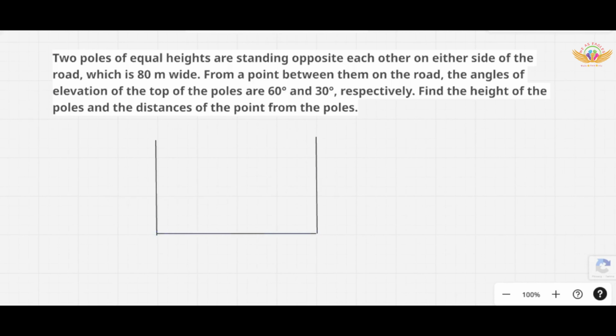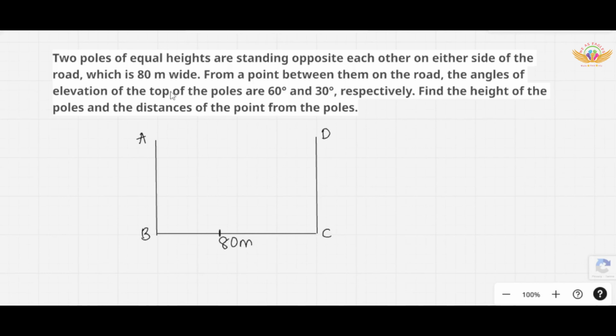The distance between these is 80 meters. So let me take this as the pole AB and this as the pole CD. Let me write in an order, that will be good. AB, and this is C and this is D. A, B, C, D. And they told us from a point somewhere, we don't know, they didn't tell the exact distance. For example, I'm taking this point between them on the road.